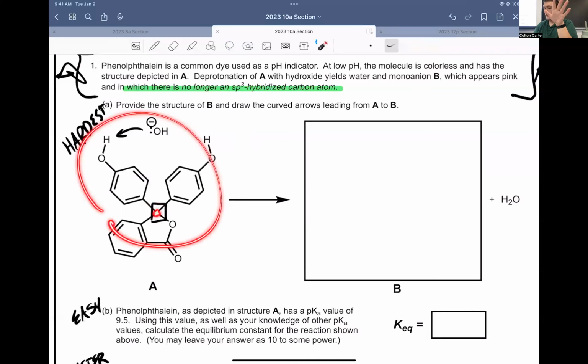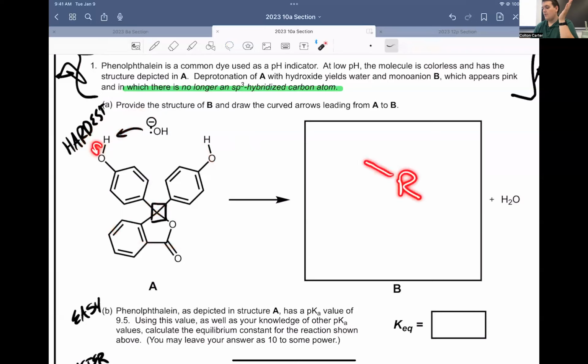So bear with me. When we attack this, we are taking the proton, but these electrons have to go somewhere. So where do you think these electrons should go? A lot of people do this, and then you have O minus over here, and you still have the sp3 hybridized carbon. So we are not done. So what else could we do with those electrons? You're going to take these electrons and make it into a double bond right here.